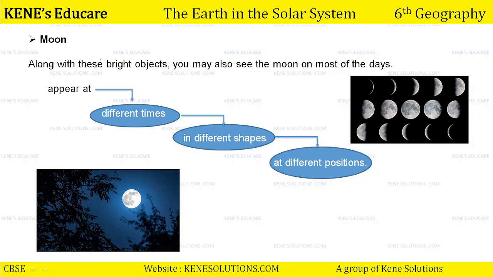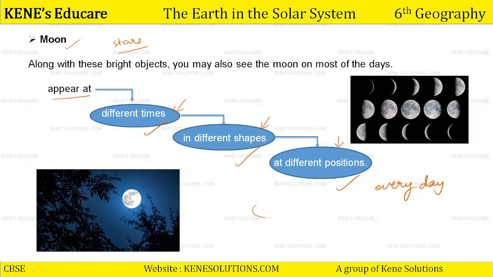We also see moon, right? You know moon, chand. Along with the bright objects you see, which were known as stars, you also see the moon on most of the days, right? And a very important fact with moon is that it appears at different time, in different shape and in different position every day. Every day it comes at different time period. Every day it is in some different shape, some or the other different shape. It is at some different position every day.